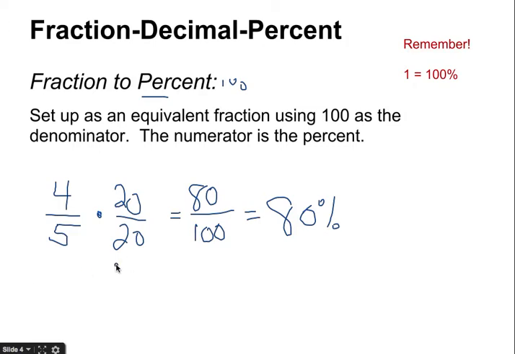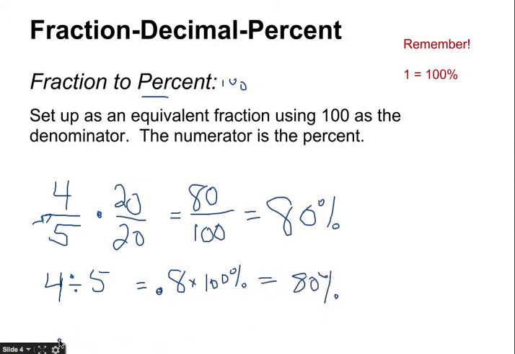Another way to do this we'll go over a little bit later, but I could also divide 4, because a fraction bar really is just a division symbol, 4 divided by 5, which would then give me 0.8. And that, when I multiply it by 100%, I would get 80%. So that's another way.